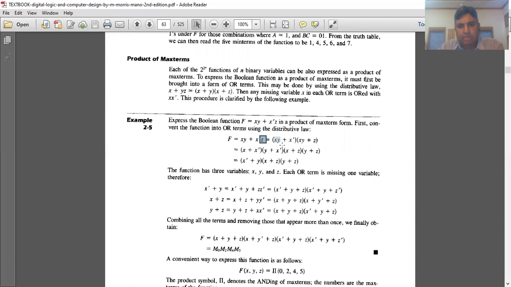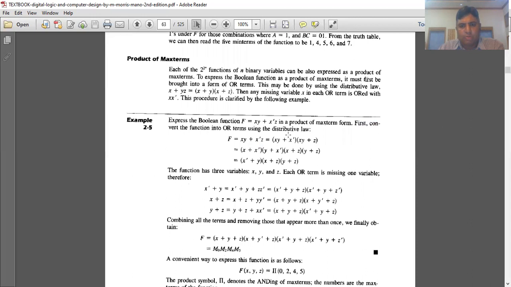So we can write xy plus x bar. Basically we are reading this as x plus yz. The first term is x, this is y, this is z. So x plus y, x plus z. So xy plus x bar, xy plus z.